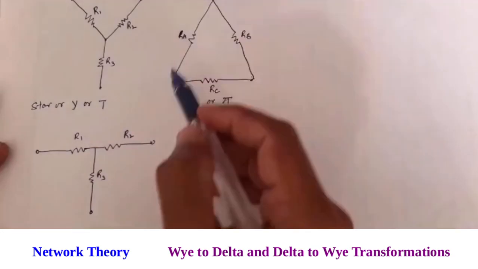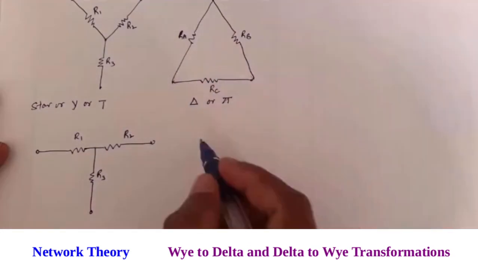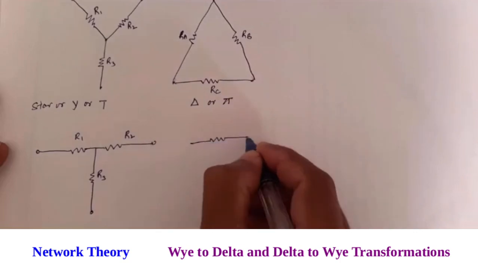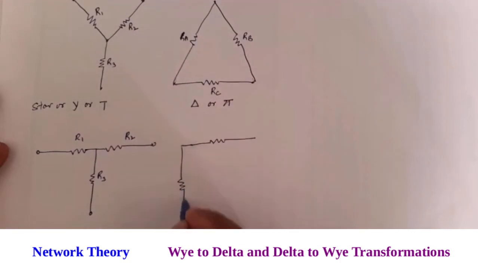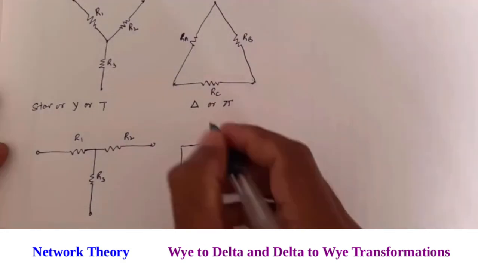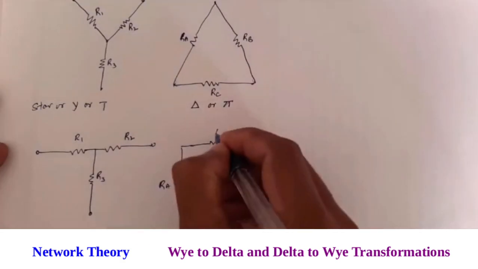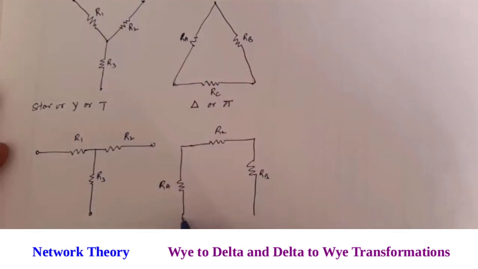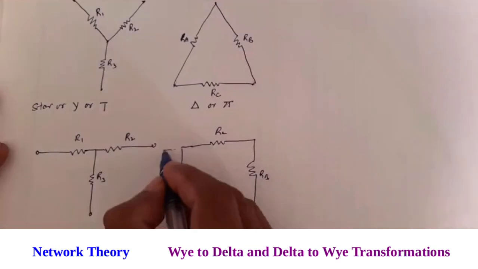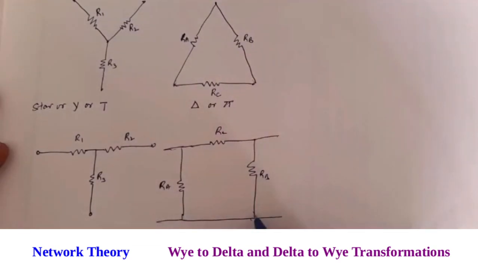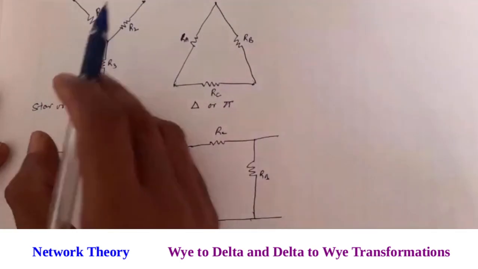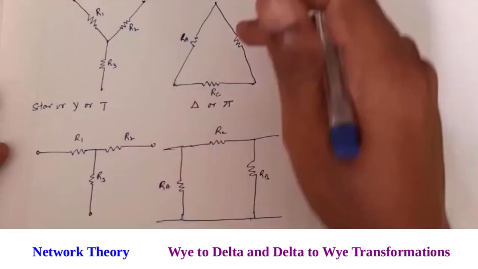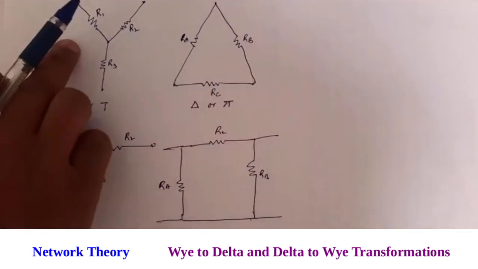And this other network is sometimes called a pi network, delta or pi network. One thing is it is in delta fashion, and why is it called pi? I'll represent it like this. This is, for example, RA, RC, and this is RB. So RA, RB, RC, and here there is a connection. You can consider this as pi. If I want to connect something, it will be connected like this. So this is the pi network, or T network, Y or star network, and this pi is also called delta. This T is also called Y or star.